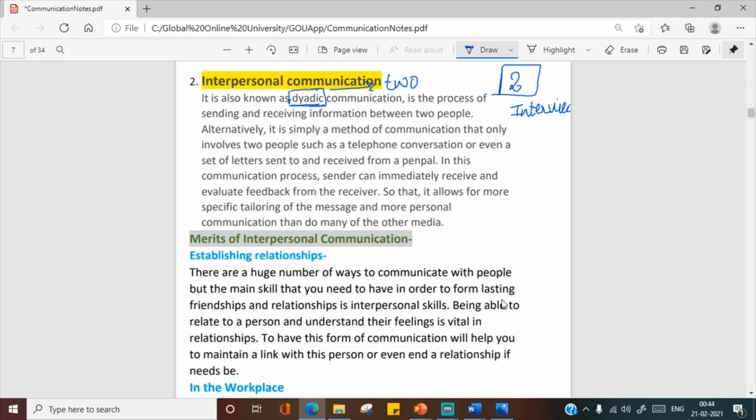It is simply a method of communication that only involves two people, such as a telephone conversation or even a set of letters. So one person is sending a letter to the other, two people exchanging, talking or communicating through a letter, that is interpersonal communication. It allows for more specific tailoring of message and more personal communication than many of the other media. So interpersonal communication is a very good form of communication which helps to build relationships.